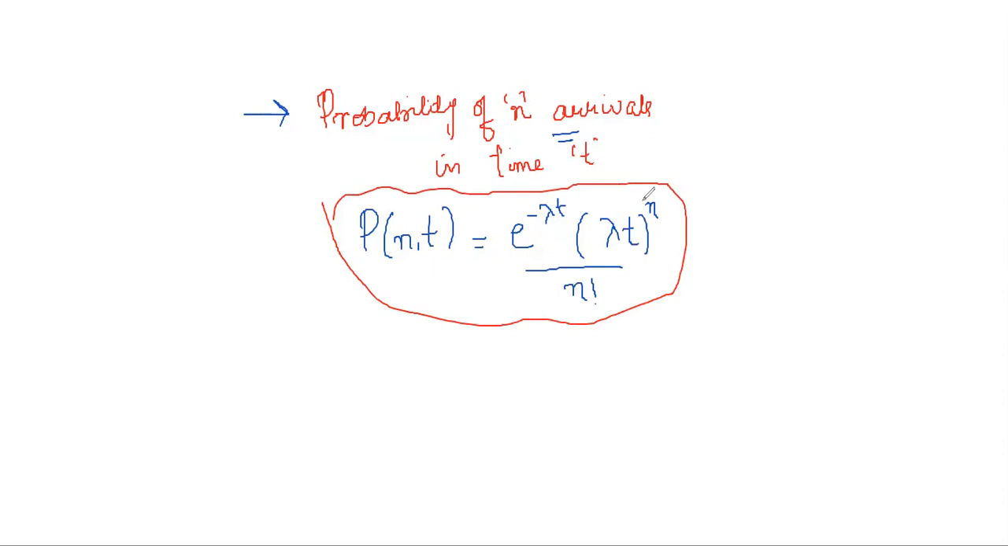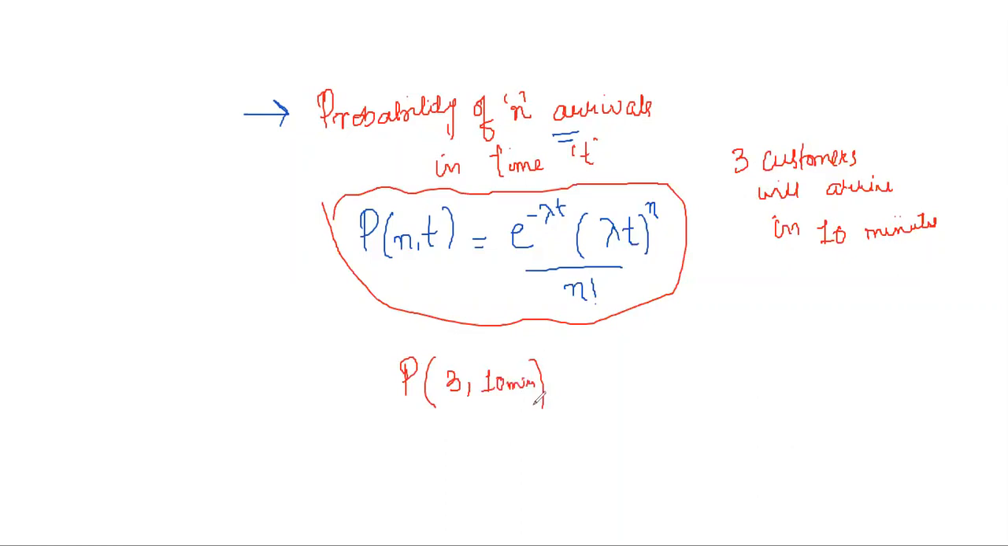Suppose you have to find the probability that three customers will arrive in 10 minutes. What is the probability that three customers arrive in 10 minutes? This will be equal to e raised to the power minus lambda.